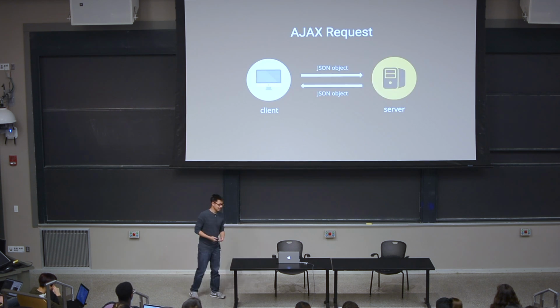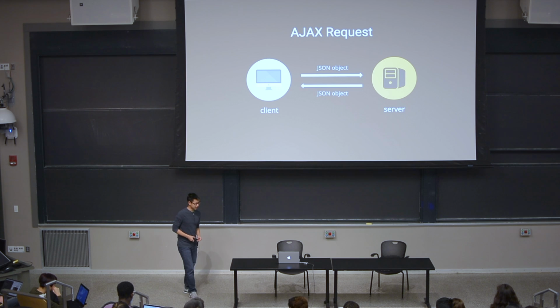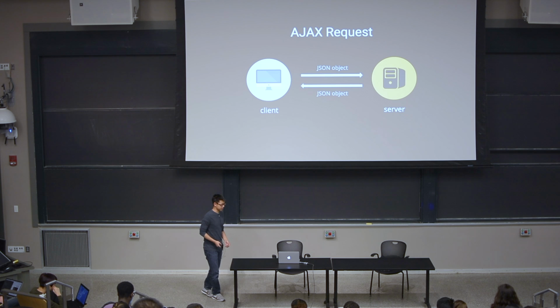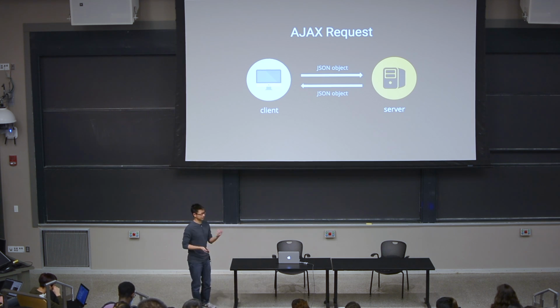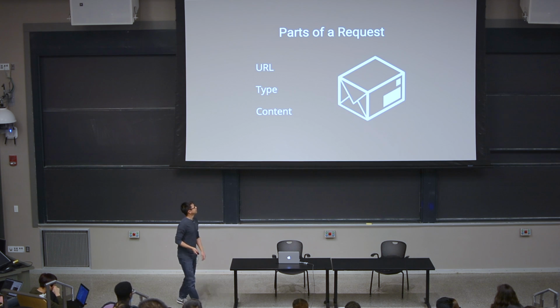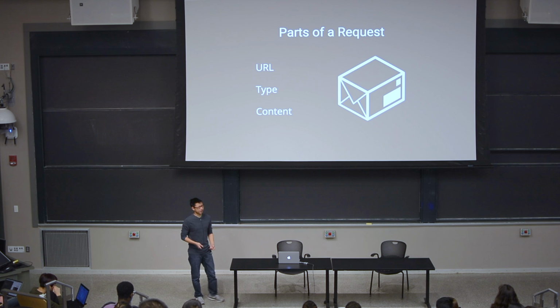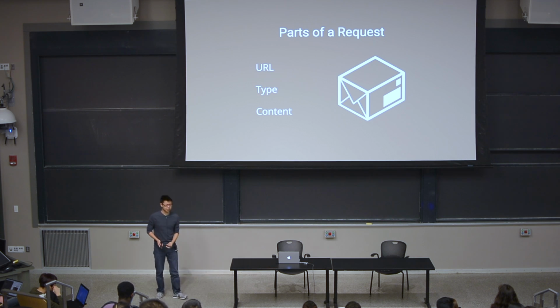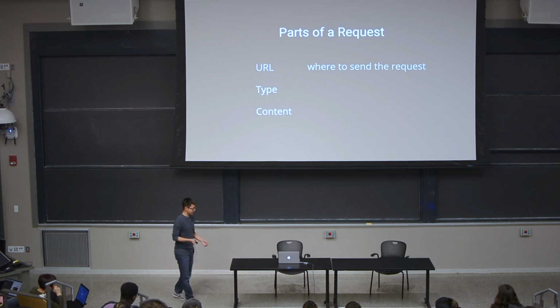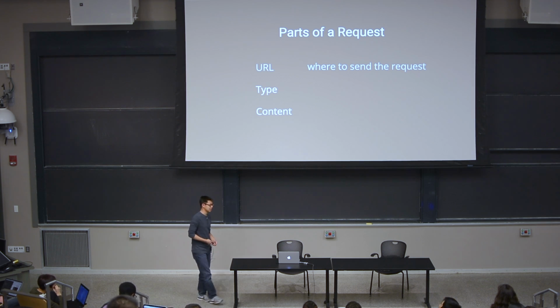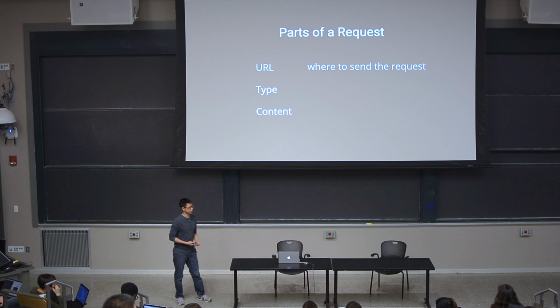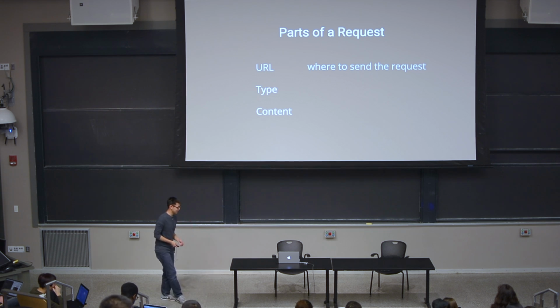Anyway, back to AJAX. With the AJAX request, we're sending over data as JSON from the client, your browser, to the server, and the server responds with some more data that it computes. So an AJAX request is very much like a package. There are three parts: the URL, the type, and the content. The URL is where the request is being sent to. So this is the address. It could be google.com/search or something like that.